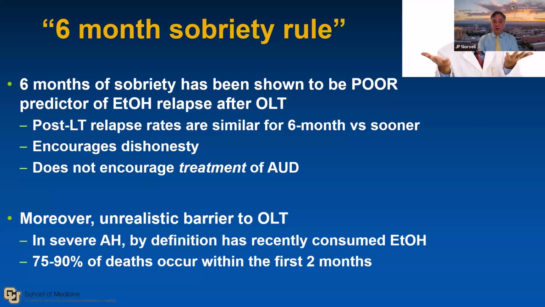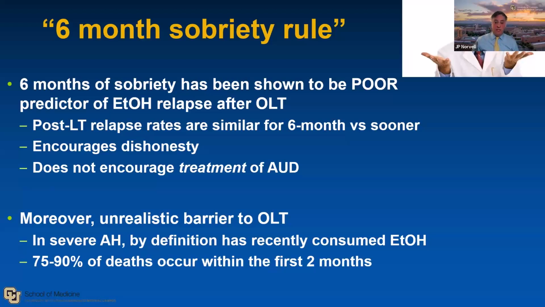I think it also encourages dishonesty. So I can't tell you how many patients I've seen that miraculously have had exactly 6 months of sobriety. And it encourages, I think, late referrals. And it does not encourage what I showed is the most important, and that is focusing on treatment of AUD. And of course, this would exclude all of our patients with alcoholic hepatitis, because by definition, those patients have drank within 2 months of their presentation. And so essentially, we could never transplant for alcoholic hepatitis.